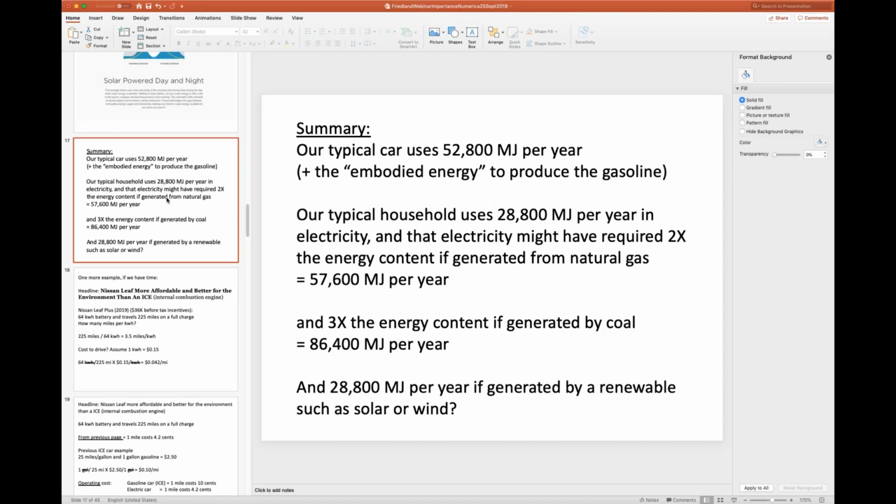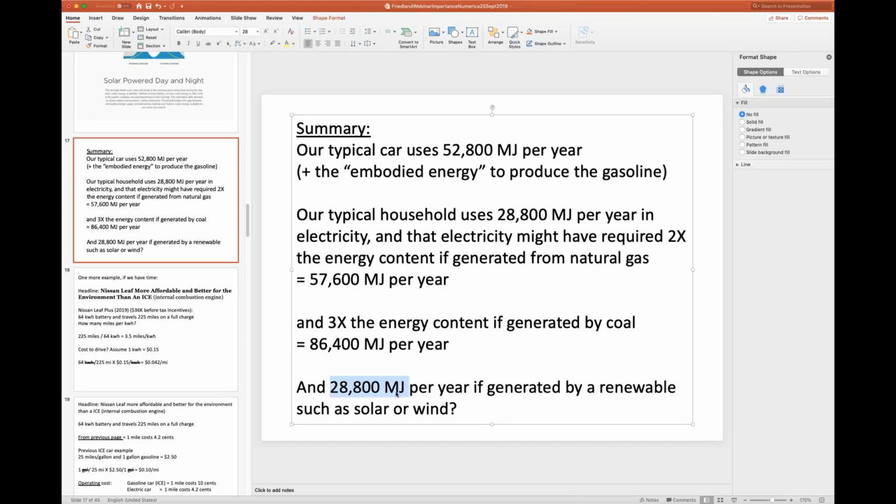for a year. So to summarize, our typical car uses 52,800 megajoules per year, and a little bit more for the embodied energy to produce gasoline. Our typical household uses 28,800 megajoules per year in electricity, and that might have required twice the energy content if from natural gas, 3 times the energy content if generated by coal, and if it was generated by solar panels in the backyard and your usage coincided with electricity generation, or you had batteries which have a charge and discharge efficiency, so it's not exactly 100%, but it might be a lot closer to that 28,800 megajoules.